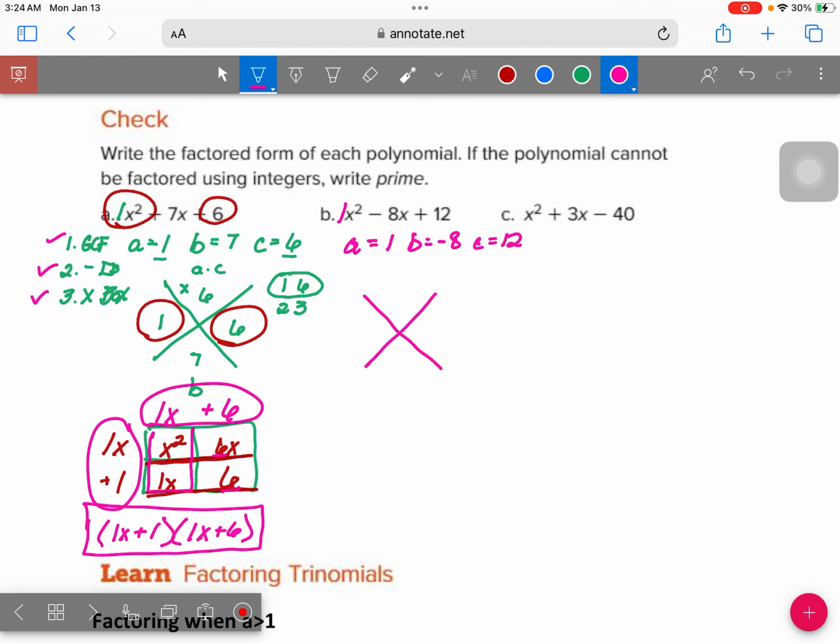And so I do my x. A times C is up here. 1 times 12 is 12. And B is -8. So I'm looking for two factors of 12 that add to give me -8. As I look at them, I see the 2 and the 6, and I also know that a negative times a negative can give me this positive 12, and adding them together gives me -8. So this is going to be -2 and -6.